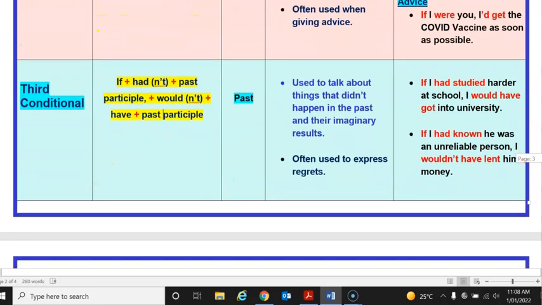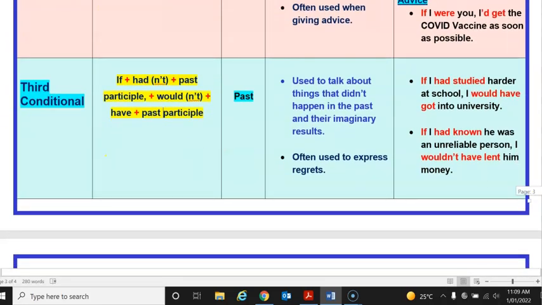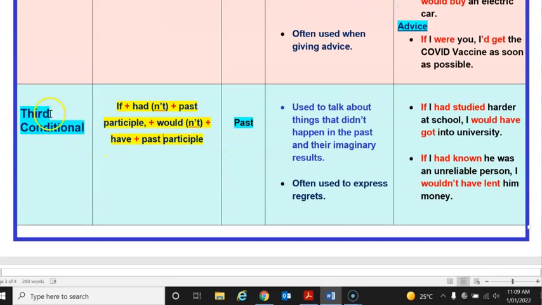Let's now focus on the third conditional. Now just note that the third conditional is the only conditional that we use to refer to things in the past. Zero, first and second we use to talk about the present and future, but the third conditional, we only use this one to talk about the past. So if we look at the form, we have if plus had or hadn't plus past participle, comma, would or wouldn't plus have plus past participle.